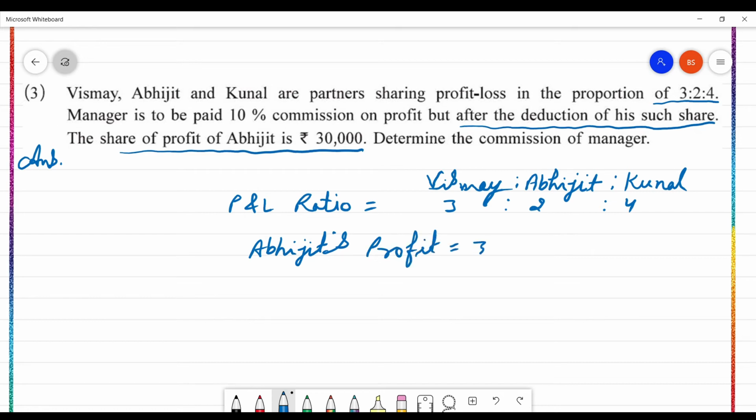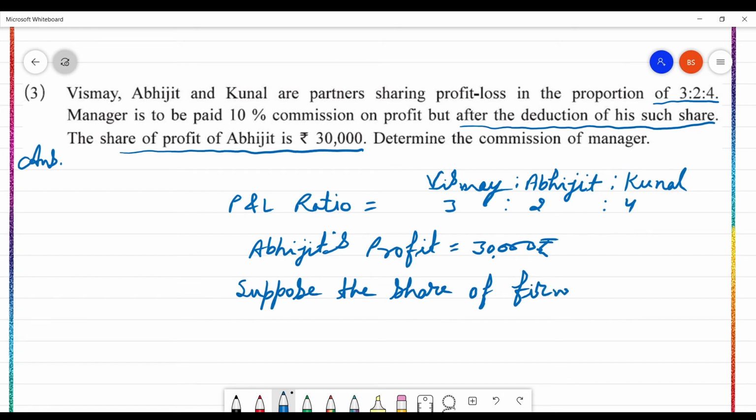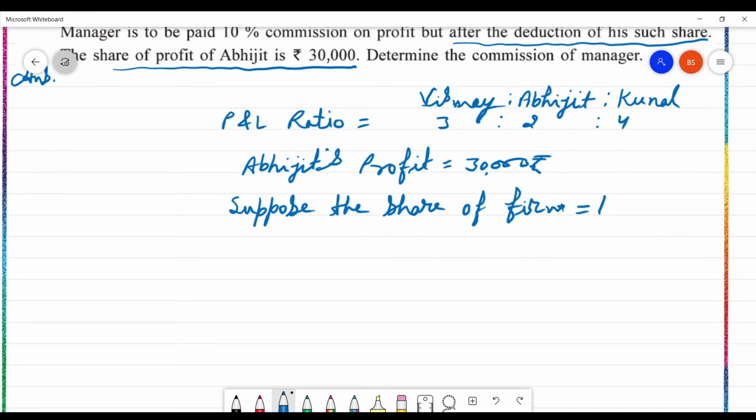We have to find out firm's profit on the basis of Abhijit's profit. So suppose the share of firm equals 1, then we will write left hand side share and right hand side profit.